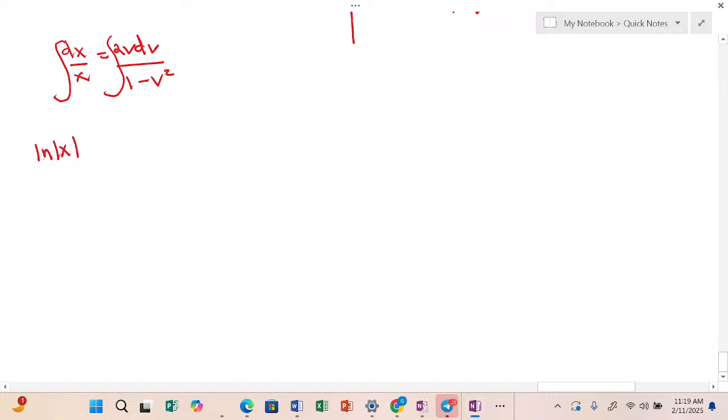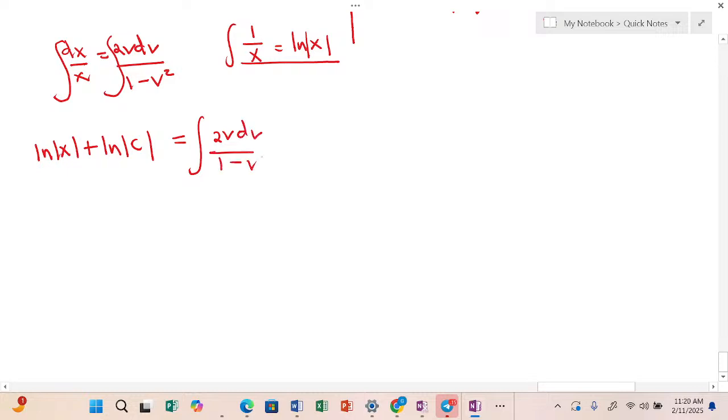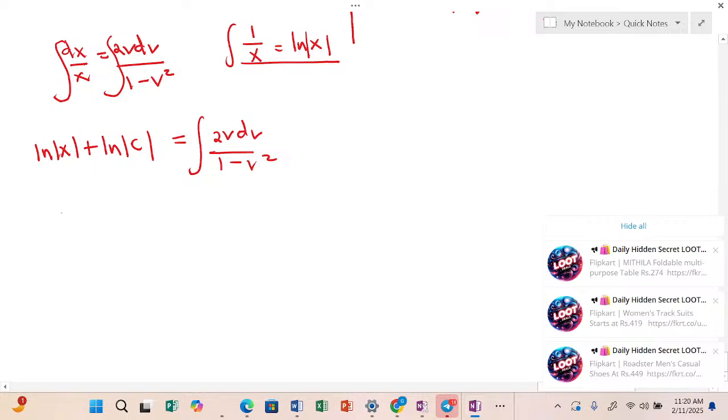But because c is an arbitrary constant, I can manipulate it in whichever way. So I bring it as plus ln c. Please note that when you integrate 1 over x, you get ln x. So that's how come we had ln x here. The left side equals the right hand side. Now you can see the right hand side is the integral of 2v dv over 1 minus v squared. Now we cannot solve the right hand side straight away. We have to solve it by the method of substitution.